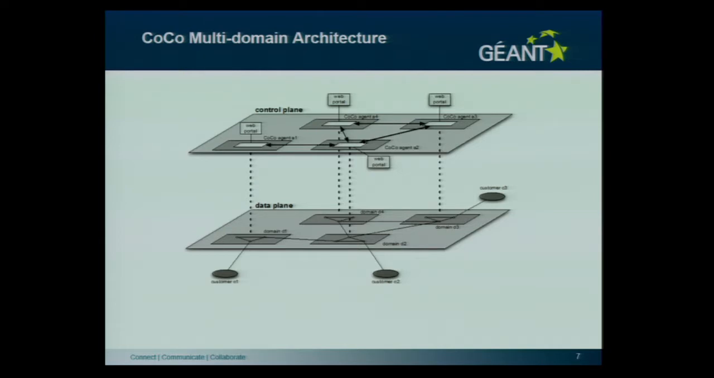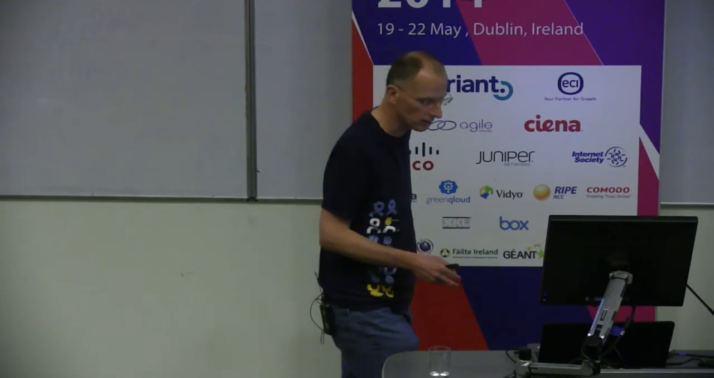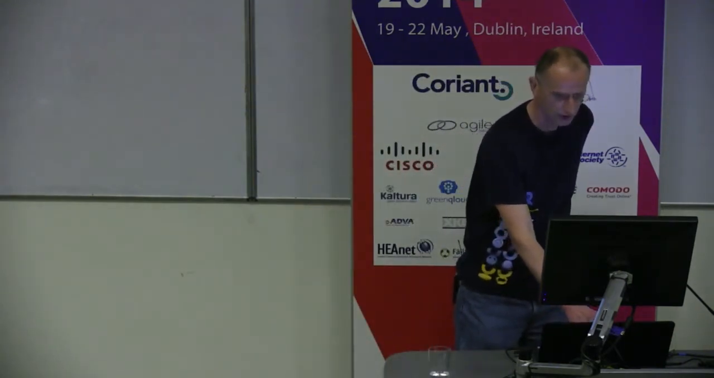So the domains are interconnected. There's a couple of customers. Each domain runs its own COCO agent. Each domain runs a web portal. That web portal is used by the eScience researchers to pick the sites between which a VPN needs to be configured. Yeah, that's basically the broad overview of what the architecture looks like.